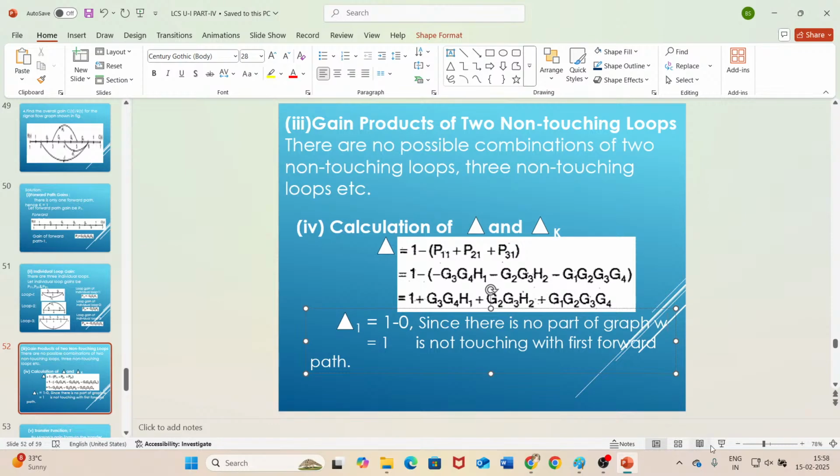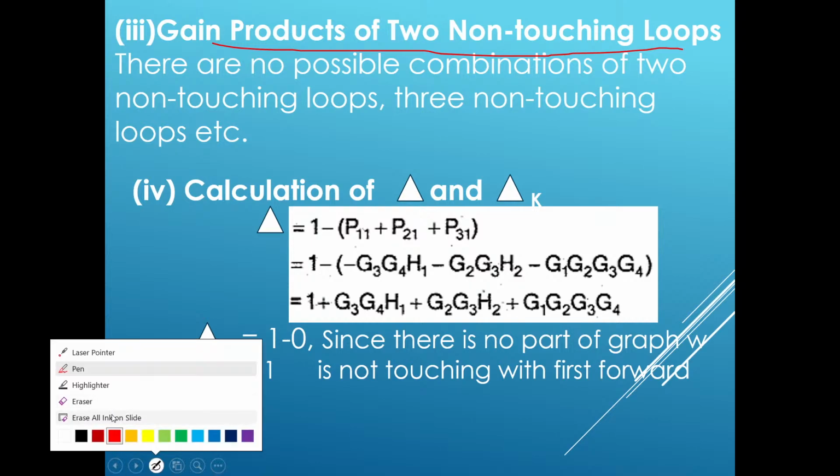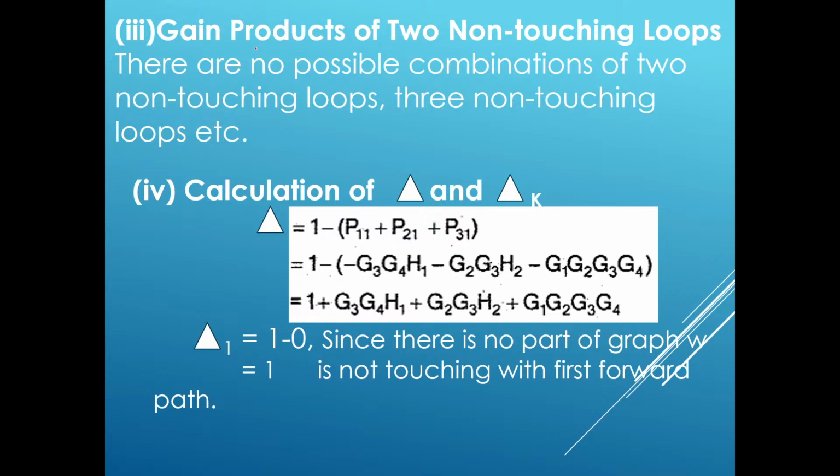This is it. So, gain product of 2 non-touching loops. I had to do some modifications here. Actually, just before the class, I changed the design, and I couldn't get time to do the modifications, because whenever we change the design of the slide, all the settings will change. And to be frank, I just forgot. I didn't see the time. I had announced the class at 2 p.m., and suddenly I saw that it was 2:10, and I started. After that, I turned on my system and started giving the lecture.